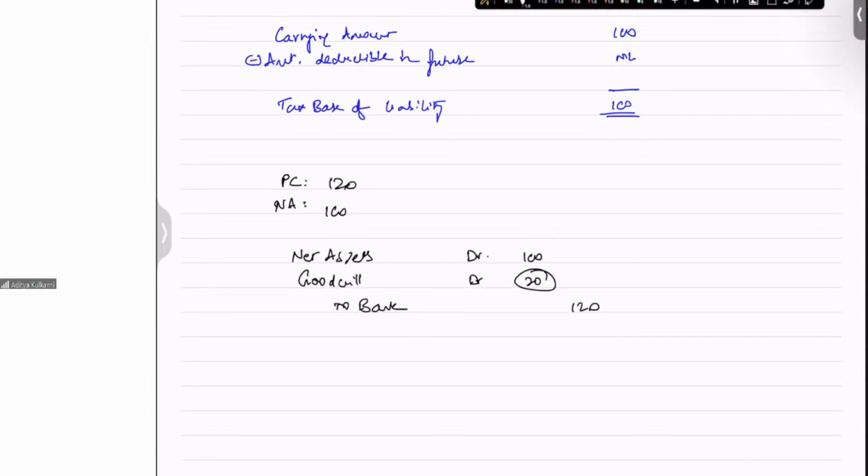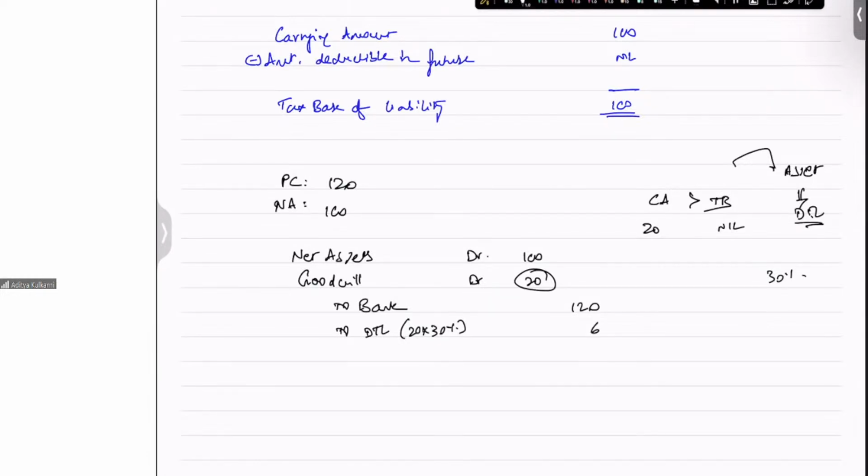Now, if this goodwill is there, ideally I should have created a deferred tax liability. Why? Carrying amount is greater than the tax base. Carrying amount is 20, tax base is 0, and the underlying is an asset. So what I should be creating is a deferred tax liability. Assuming the tax rate is 30%, let us proceed to calculate. Forget the exception for now. Deferred tax liability is 20 into 30%, which gives you 6.